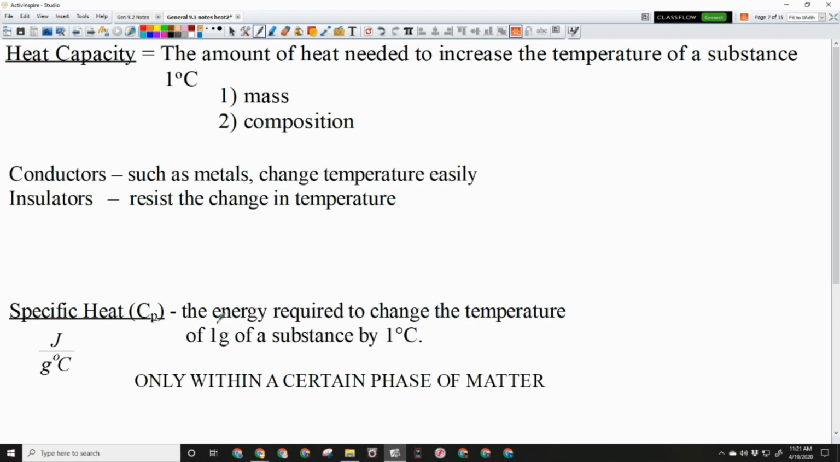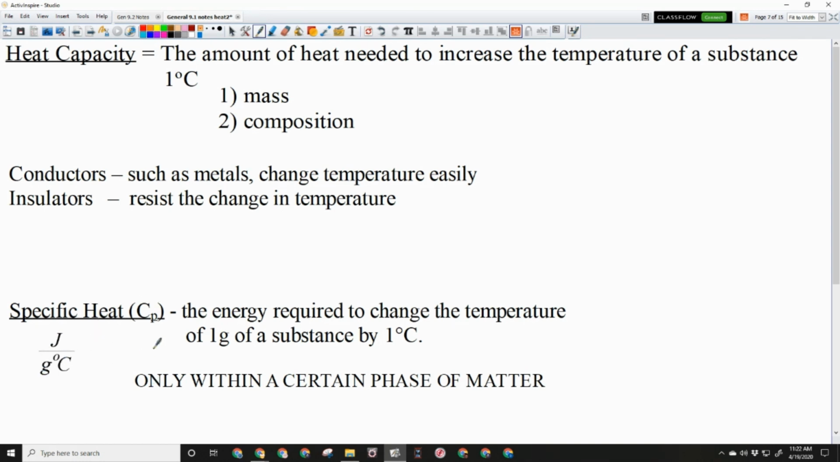It says 1 gram. So this is no longer general. This is heat capacity as a general definition. Now we're getting specific, specifically 1 gram of the substance by 1 degree Celsius. Okay, and the unit for this is joules. So remember, that's heat. How much heat does it take to raise 1 gram 1 degree Celsius? So joules per gram degree Celsius. So the unit for specific heat is joules over gram degree Celsius.